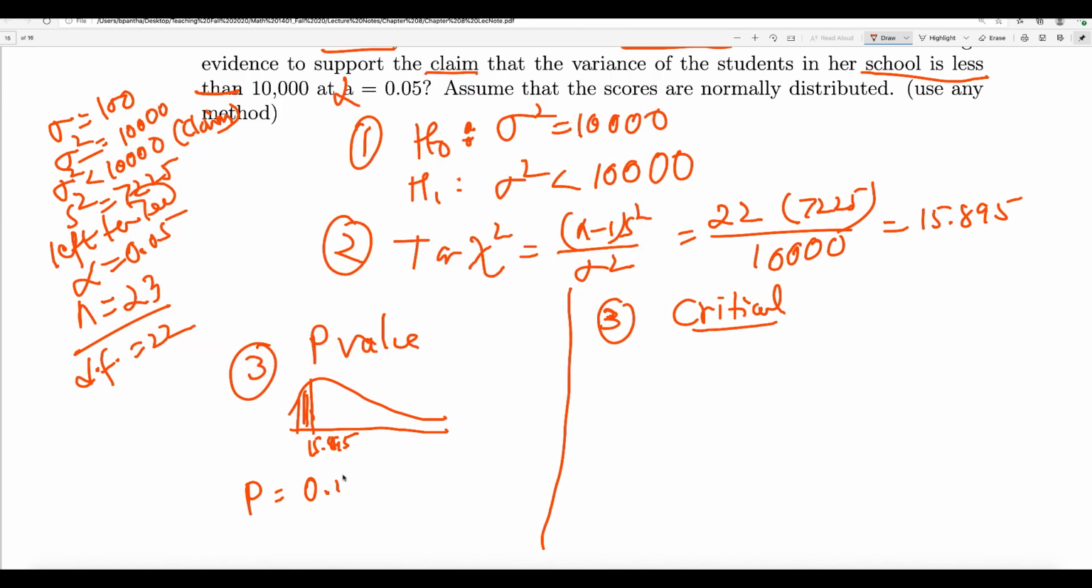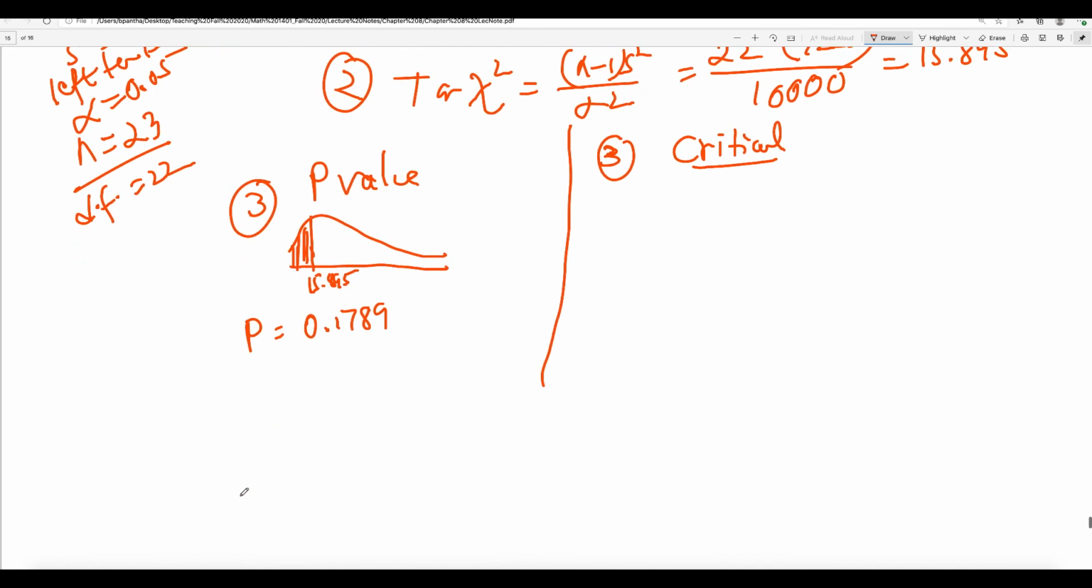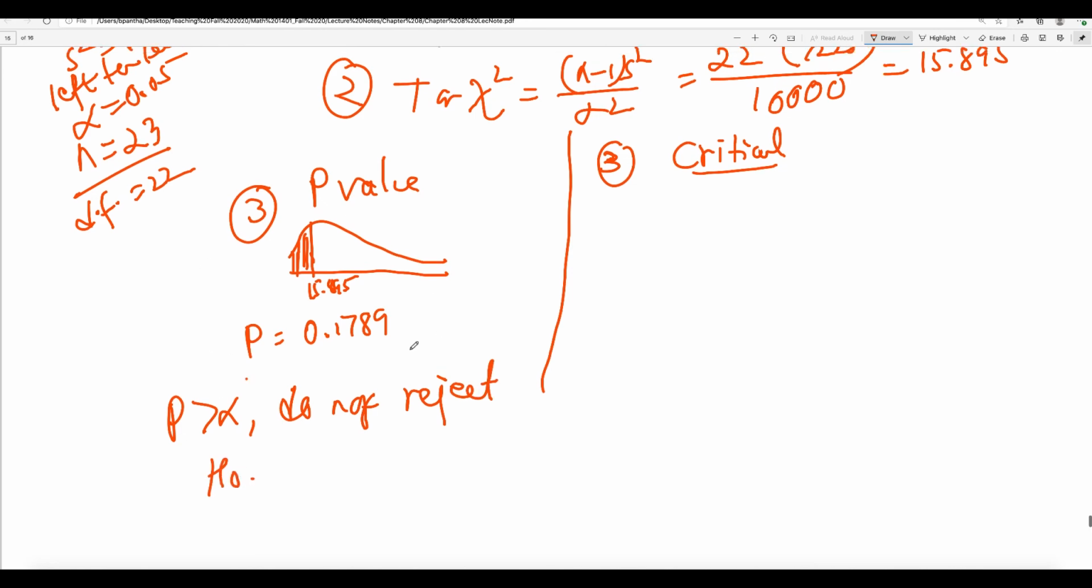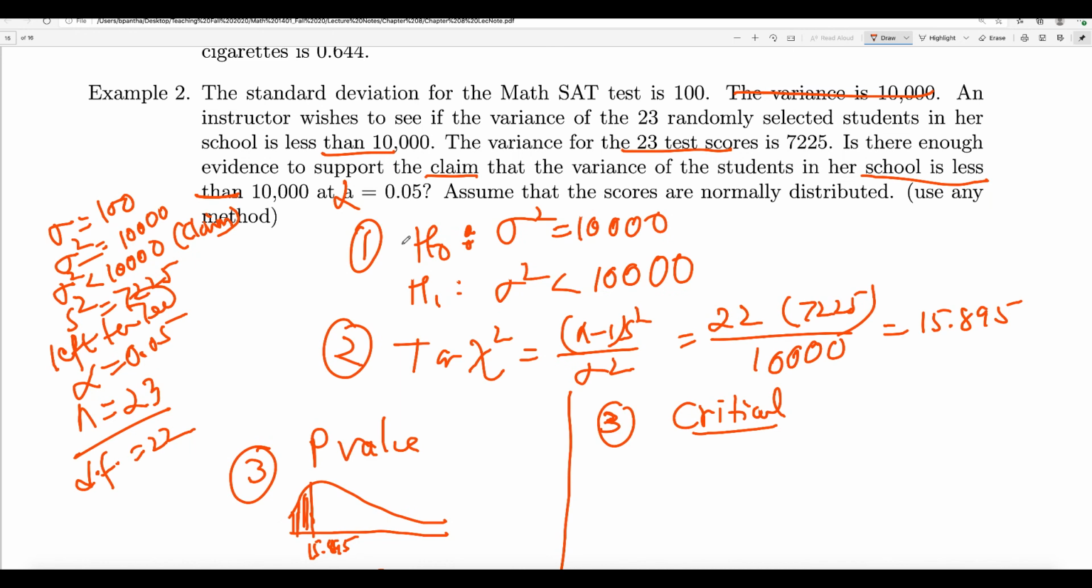That is the area left of that, which is also denoted by the p-value. So is the p-value greater than alpha or less than alpha? This p-value is greater than alpha. P is greater than alpha, so do not reject H0. And then you write the conclusion. Hence there is not enough evidence to reject the claim. The alternative hypothesis is the claim.